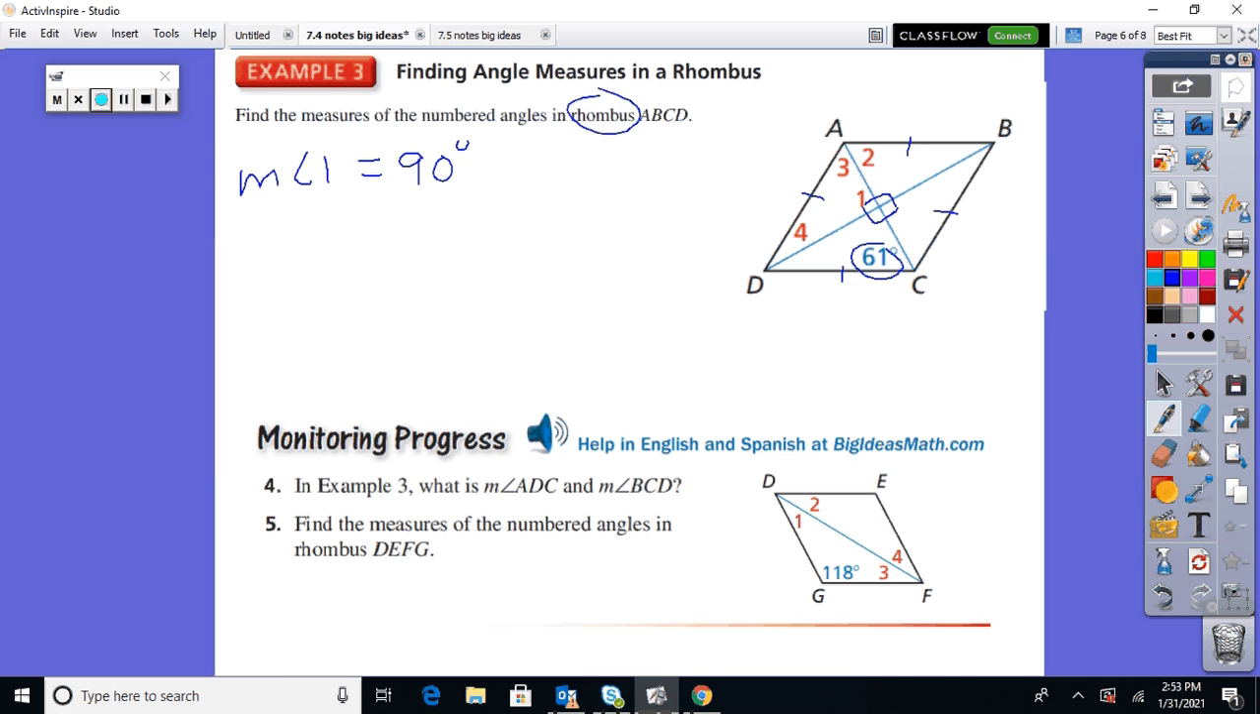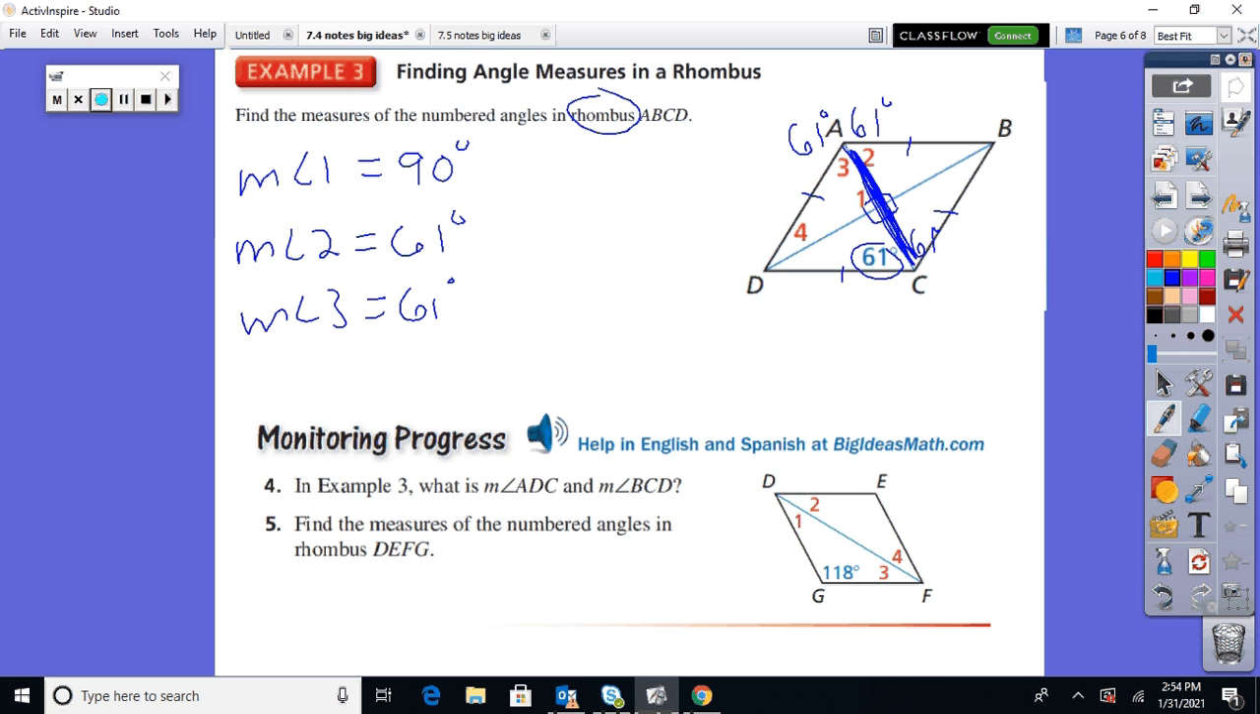Now, the other theorem told us that the diagonal will bisect a pair of opposite angles. So like for this AC right here, it's cutting this big angle C in half. So if there's 61 on that side, there's 61 on that side. There's also 61s for angles 2 and 3. So the measure of angle 2 is 61 degrees. The measure of angle 3 is 61 degrees.